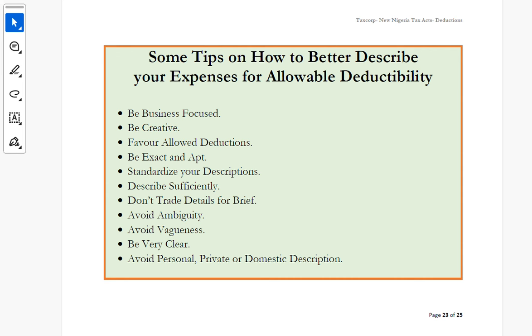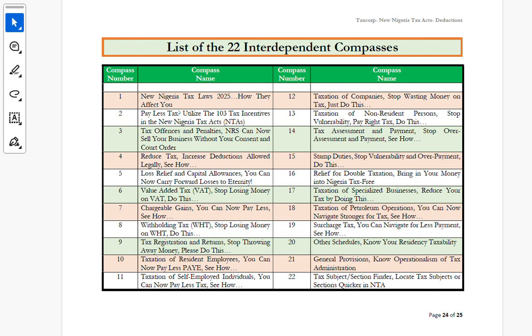Now, here are some tips that you can use to better describe your expenses so that they can be allowed. First, be business focused. Second, be creative and innovative. Third, favor allowed deductions. Be exact and apt. Standardize your descriptions. Describe sufficiently. Don't trade details for brevity. Avoid ambiguity. Avoid vagueness. Be very clear, please. Avoid personal, private, or domestic descriptions.